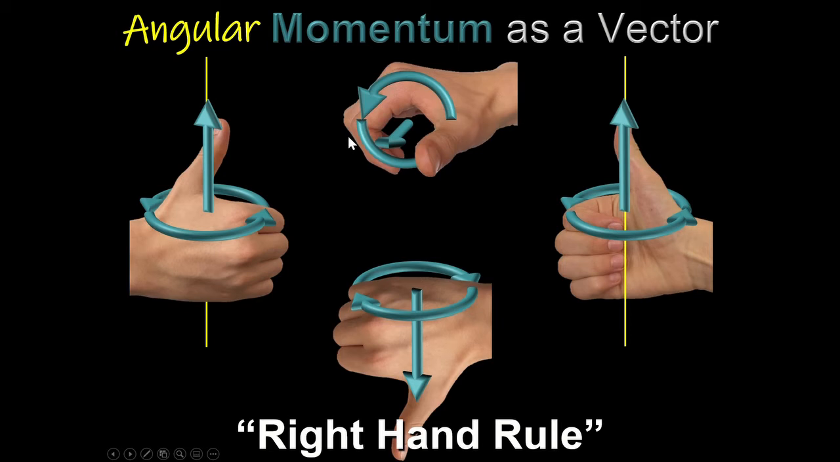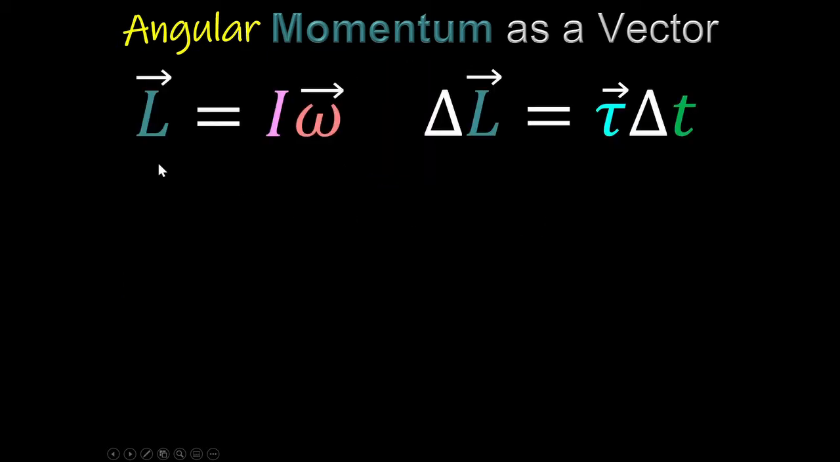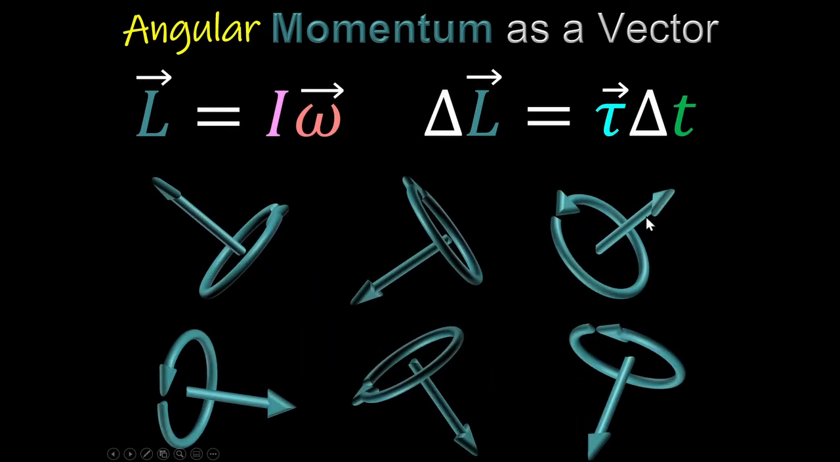Okay, and this will allow us to do it in 3 dimensions. Any way we want to do it, we can figure it out with our right hand. If it's spinning around like this, the angular momentum is coming out. So angular momentum was rotational inertia times angular velocity. And a change in the angular momentum was torque times an interval of time.